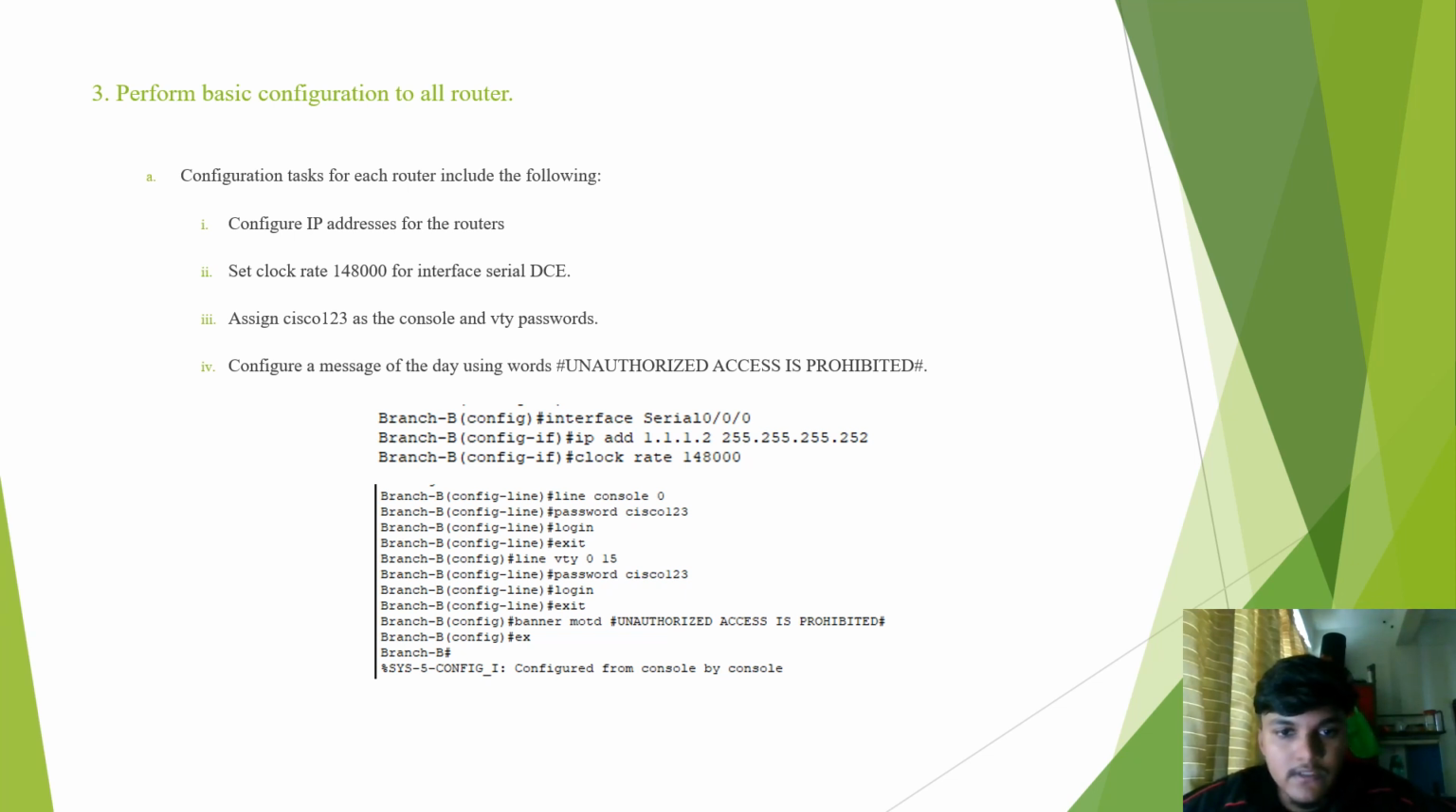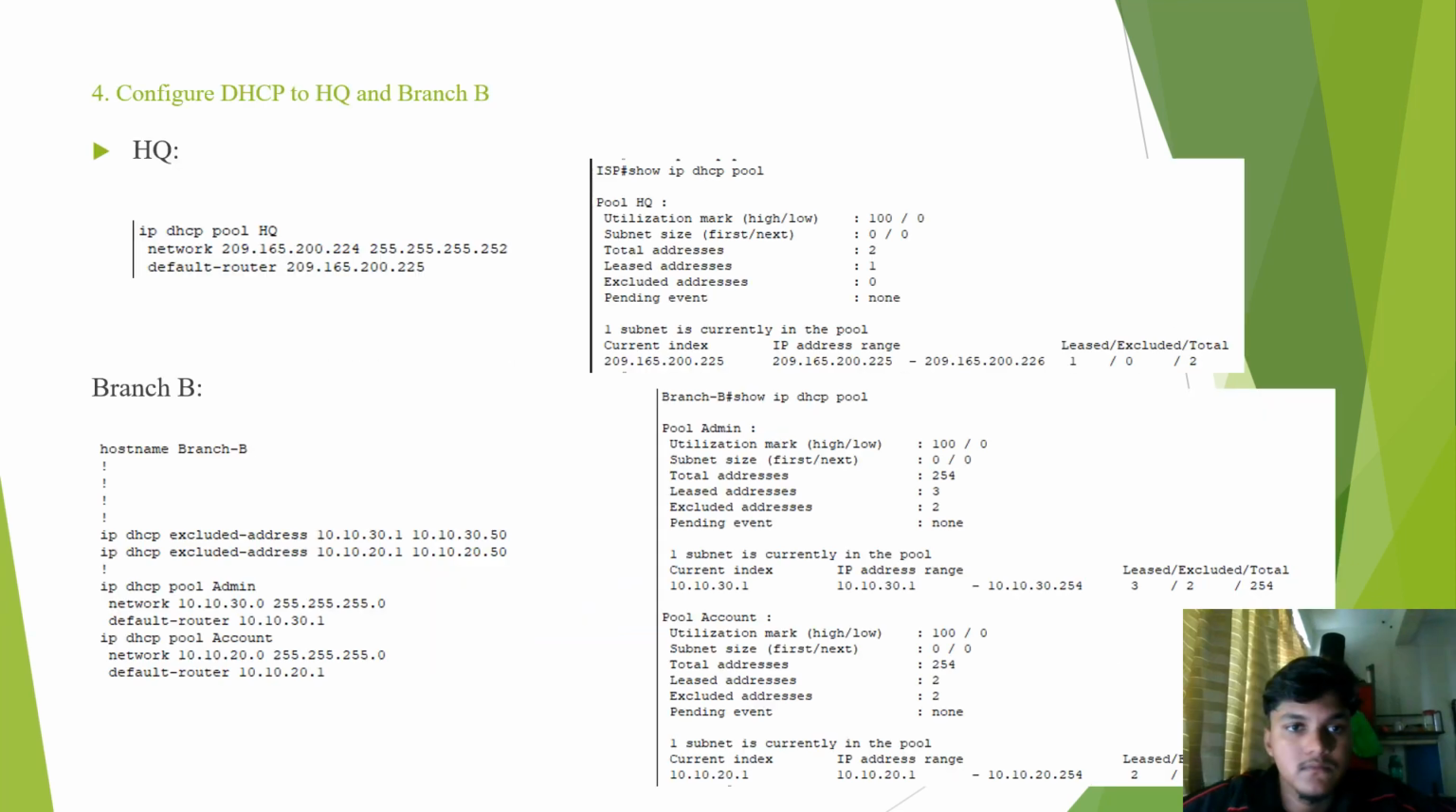So first, interface serial 0/0/0, IP address 1.1.1.2, 255.255.255.252. The line console password is Cisco123, and the line VTY 0 15 password is also the same, Cisco123.